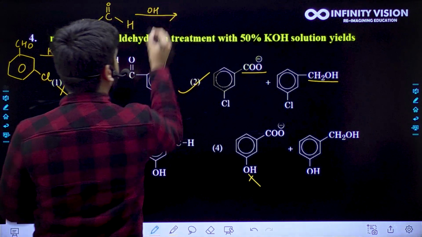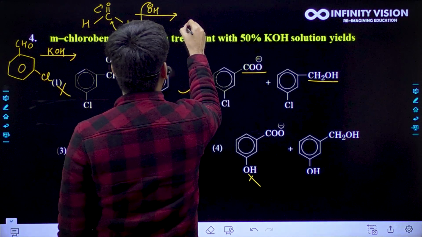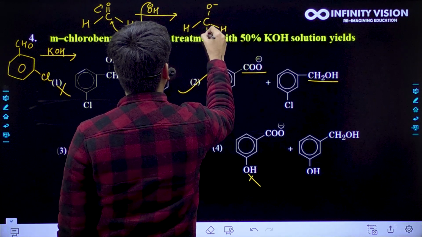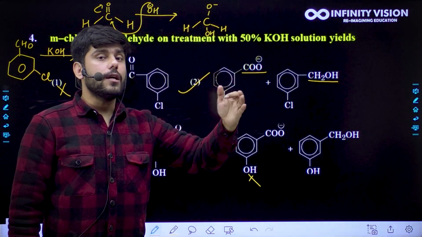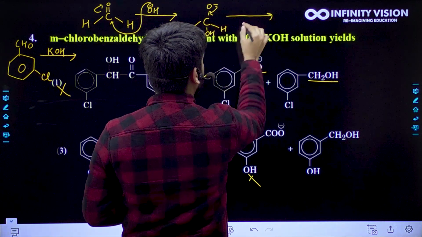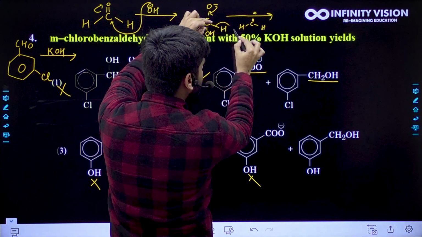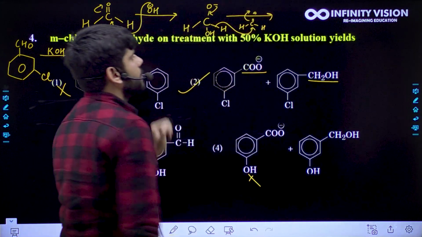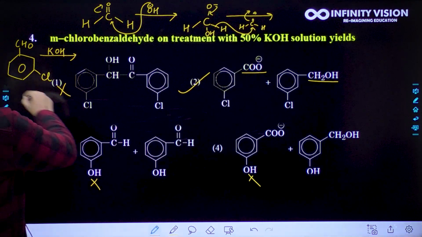The first step is the attack of this OH minus on the carbonyl, right? What we get is this type of anion, right? And the next step is very important because the next step leads to the reformation of the carbonyl compound, and this hydride is transferred to another molecule of the carbonyl compound, right? So this is how the mechanism goes. So basically second is the right answer. So let us discuss the next question.